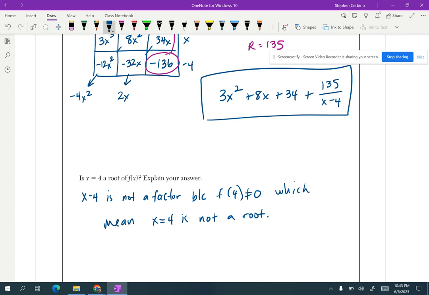Now, how do I know that? Well, since I have a remainder when I divided by x minus 4, it tells us that it's not a factor. If it's not a factor, that means its solution can't be an actual solution to the function, meaning it's not a root.